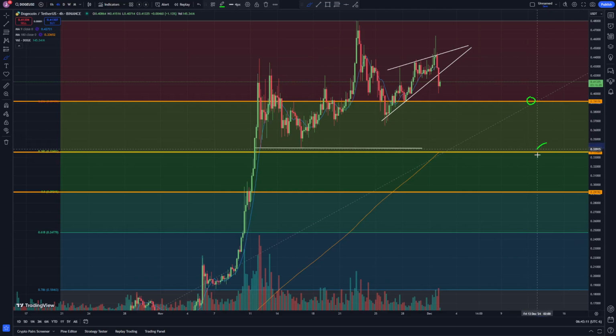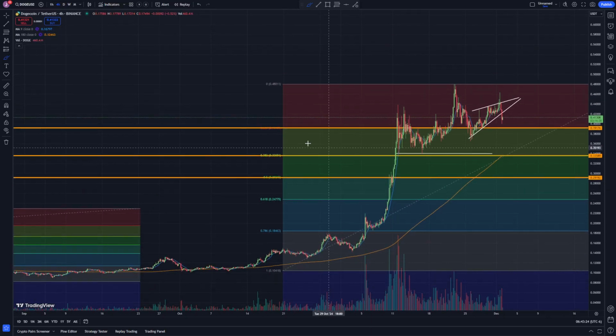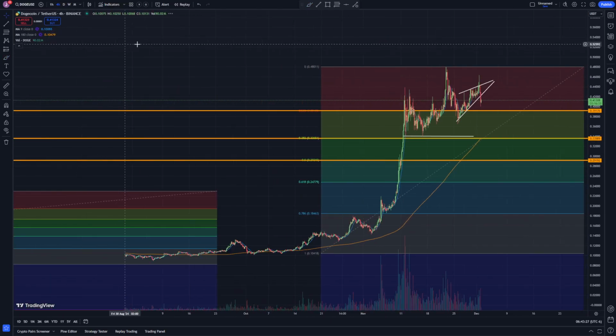Second one is 0.33589. The third one is 0.29192. I don't know how far it's going to go down, if it's going to go down this far, but these are the levels that I'm looking at. I got these levels from the Fibonacci retracement tool.